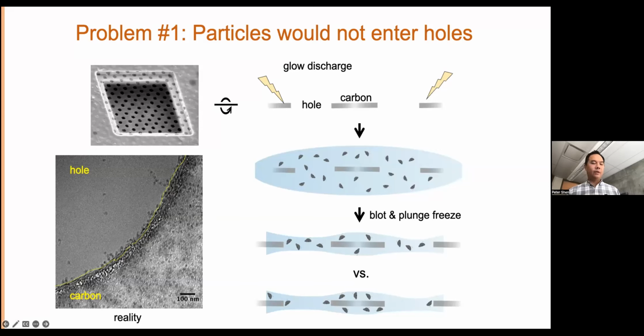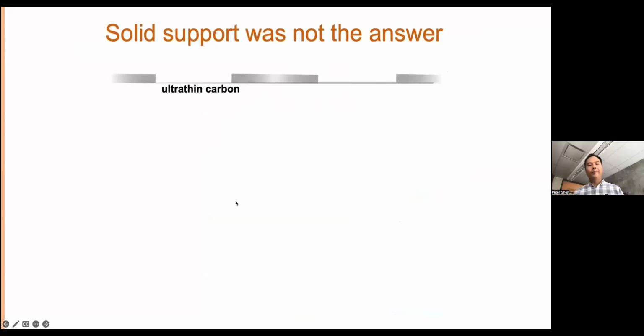I struggled with this for a really long time, even got desperate enough where I thought, boy, if I just collect enough of these images, maybe I can pick enough particles along the edge of the hole for a 3D reconstruction. I actually tried that and it failed miserably. So these efforts never took me anywhere. So I had to find a way to drive the particles into the hole. So that's problem number one.